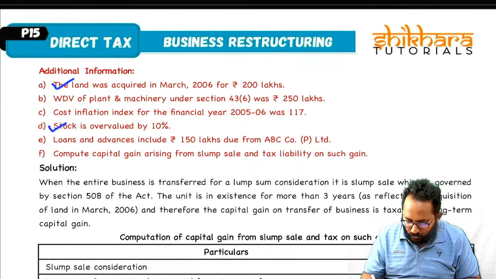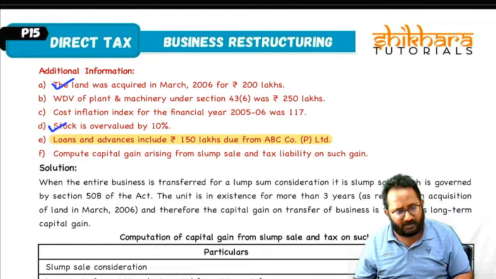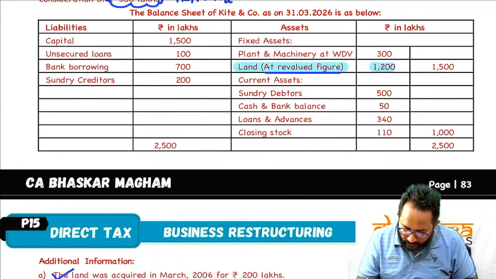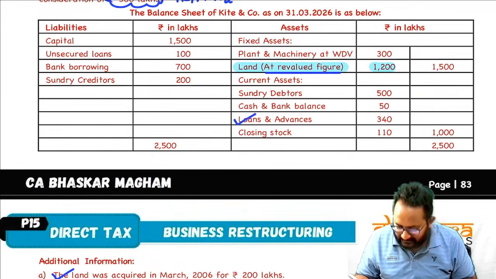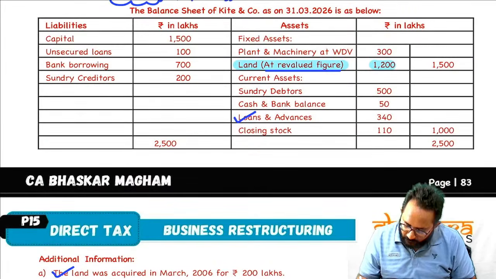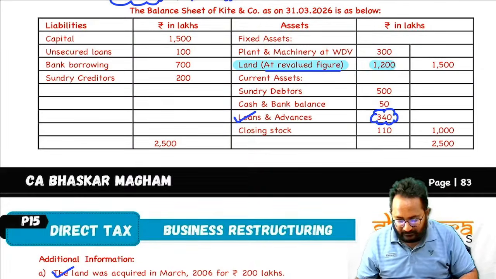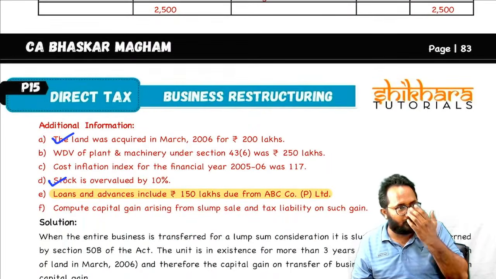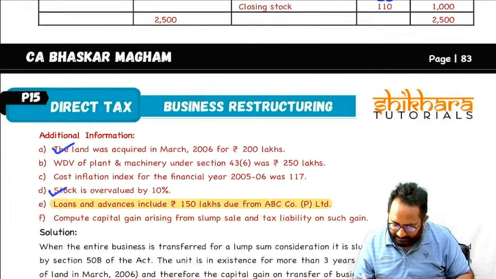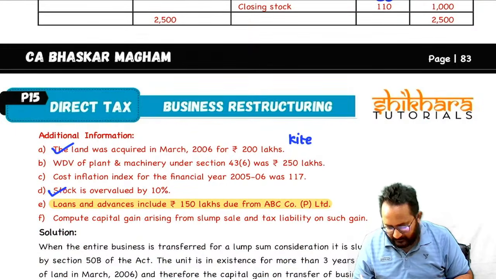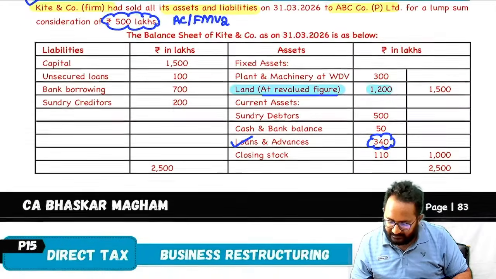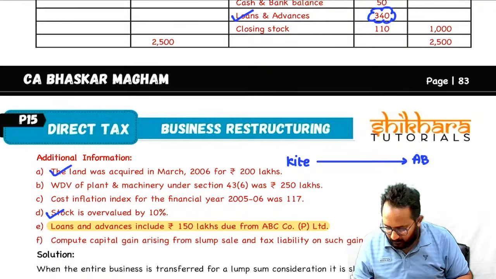Now, what is the important point? This is the only adjustment I want to tell you about. The remaining things you can do anyhow. Loans and advances include 150. That means in this 340, 150 is required to be received from ABC. Remember, the partnership firm is Kite, and the purchaser is ABC Private Limited.